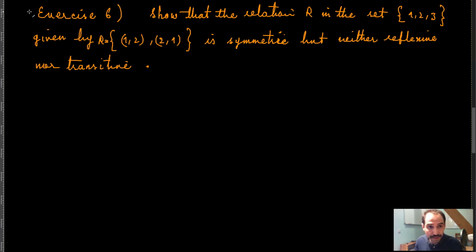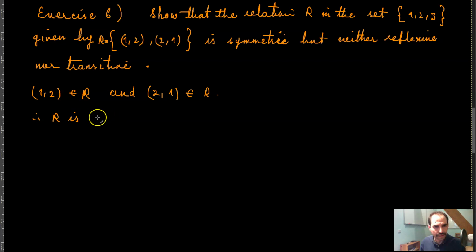Okay, so about this question, we have to show that the relation R in the set 1, 2, 3 given by this relation is symmetric but neither reflexive nor transitive. So to show that it is symmetric, of course you can see that 1, 2 belongs to R, and also 2, 1 belongs to R. And so therefore you can say that R is basically symmetric.